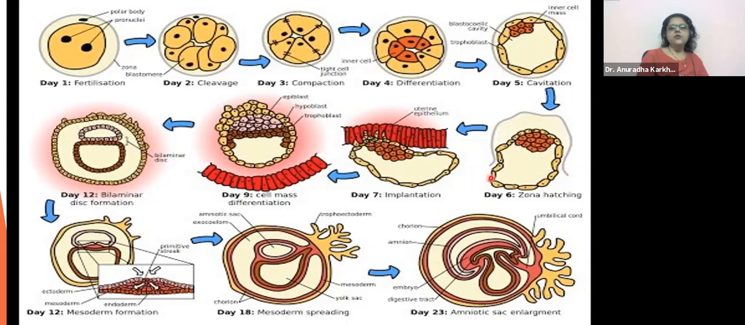Till here, there was the zona pellucida present. Now you can see the zona pellucida is getting detached. It is called zona hatching, meaning it hatches out. So now the zona pellucida is going to go away on the 6th day after fertilization. Now see, this is the uterine epithelium.